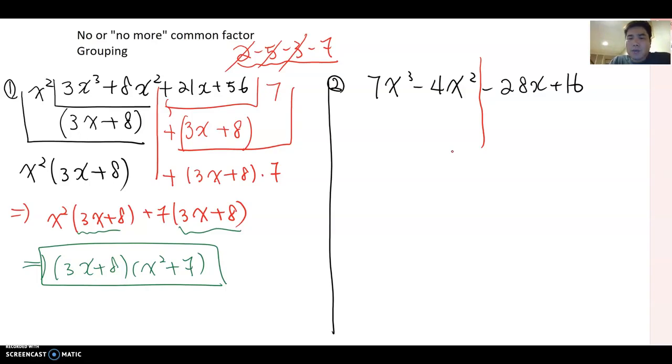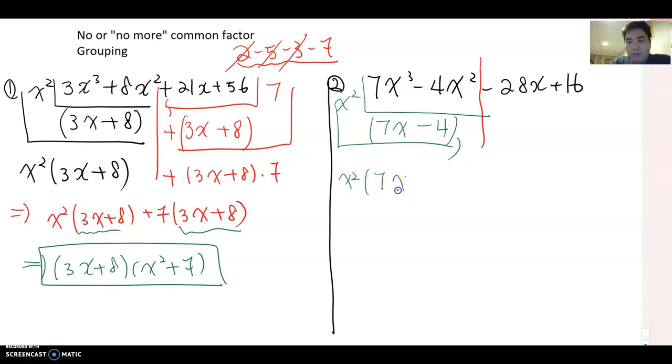Now, do you see a common factor between 7x cubed and 4x squared? Yes, x squared is the common factor, then this becomes 7x minus 4. Since there's no more common factor between 7x and 4, you cover them and make a multiplication, then this becomes x squared times 7x minus 4.